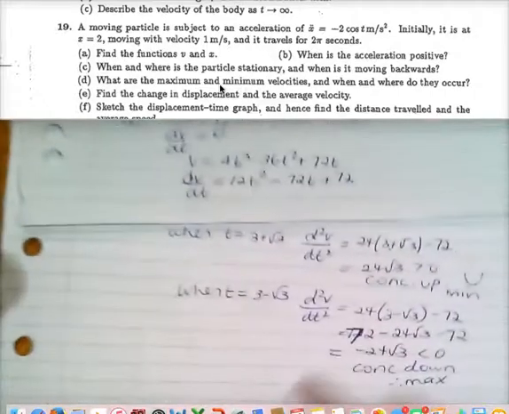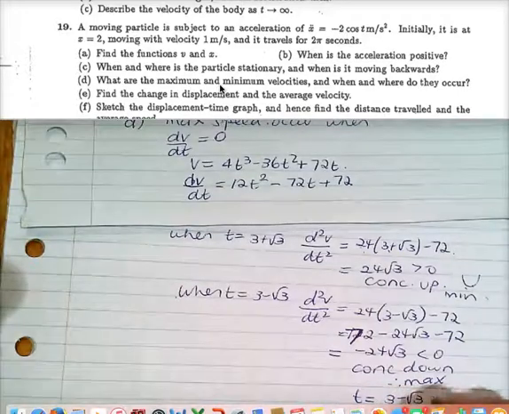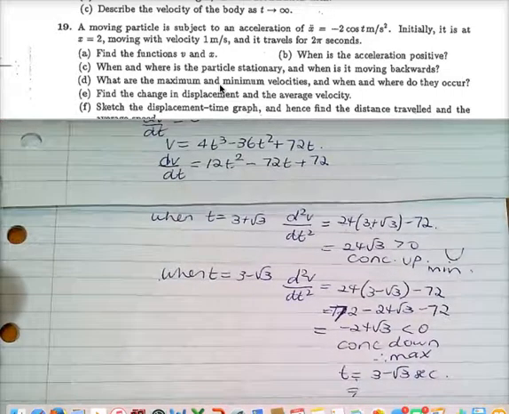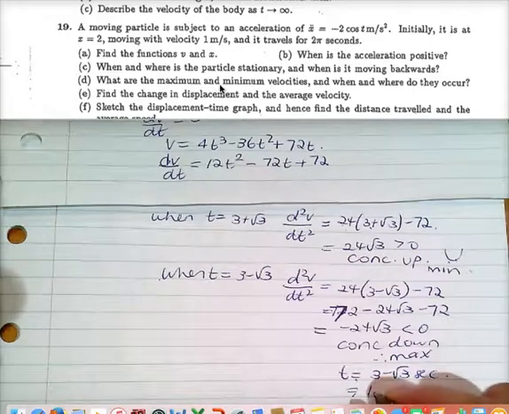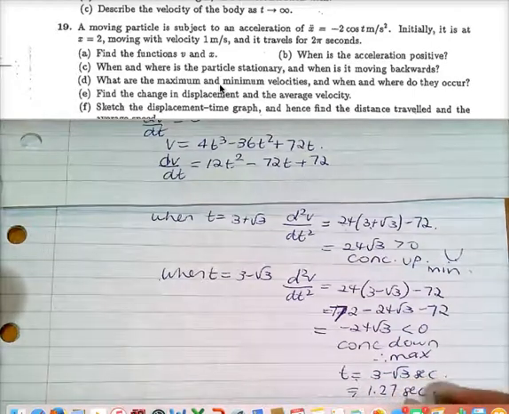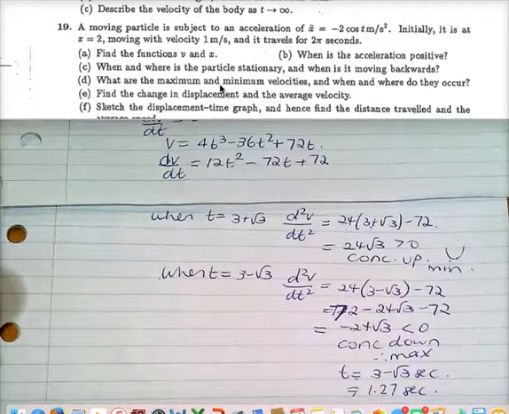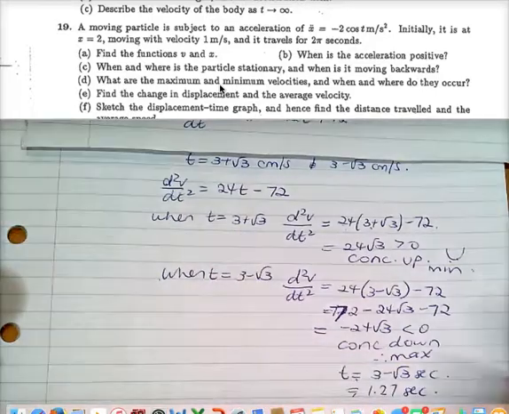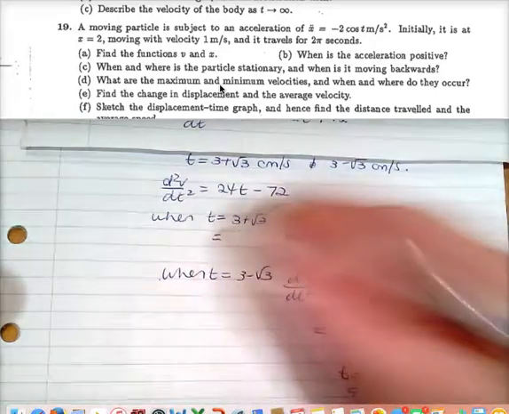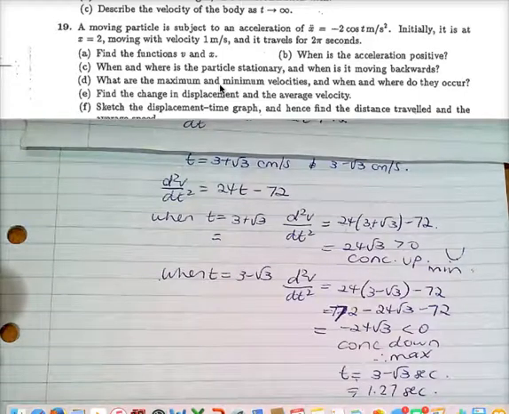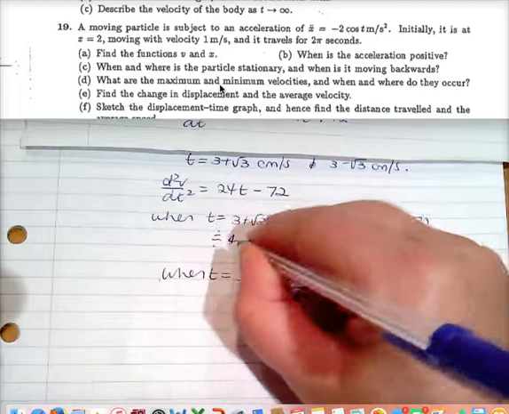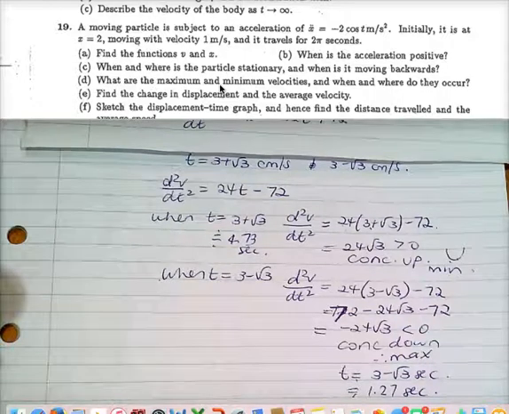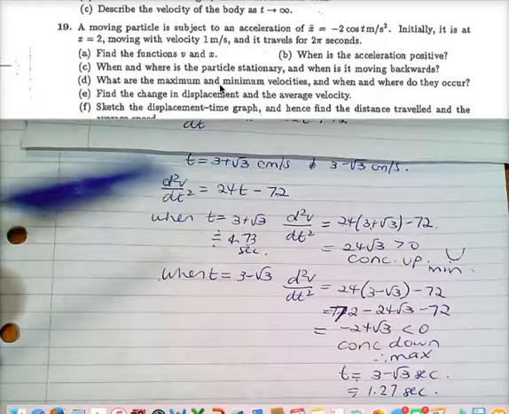So we get the maximum speed at t equals 3 minus root 3 seconds, which is approximately 1.27 seconds to 2 decimal places. Oh, that's the maximum velocity, and therefore this one's the minimum velocity. Sorry, I didn't read the question carefully. So the minimum velocity is at 3 plus root 3, which is at approximately 4.73 seconds. Okay, so we've got both those. So the maximum and minimum velocities, when they occur, we've got that.